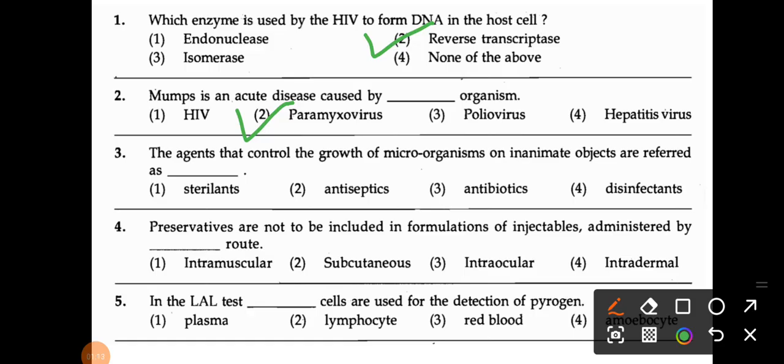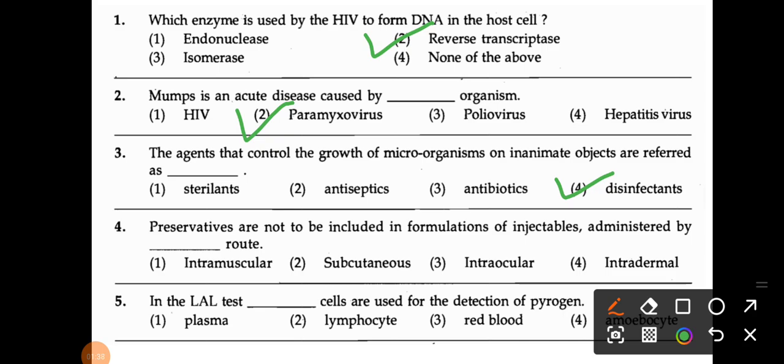Okay. The next question, the agent that controls the growth of microorganisms on inanimate objects are called as. The options are sterilants, antiseptics, antibiotics and disinfectant. So the correct answer is your disinfectant, because inanimate object means your non-living things. If the question is on the living things or the animate object, then your answer should be antiseptics. But here they are asking for the inanimate objects. So that's why your answer is disinfectants.